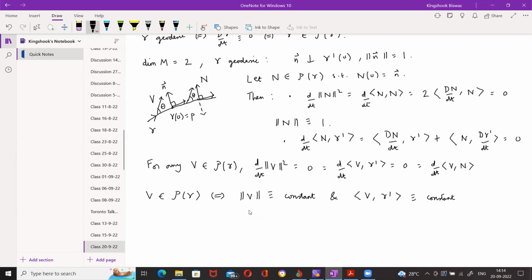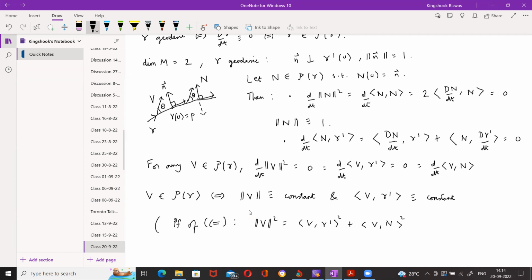For the other direction, note that norm V squared is the inner product of V with gamma prime squared plus the inner product of V with n squared, right? So if norm V is constant and the inner product of V with gamma prime is constant, then the inner product of V with n squared is constant, right? And this is continuous.